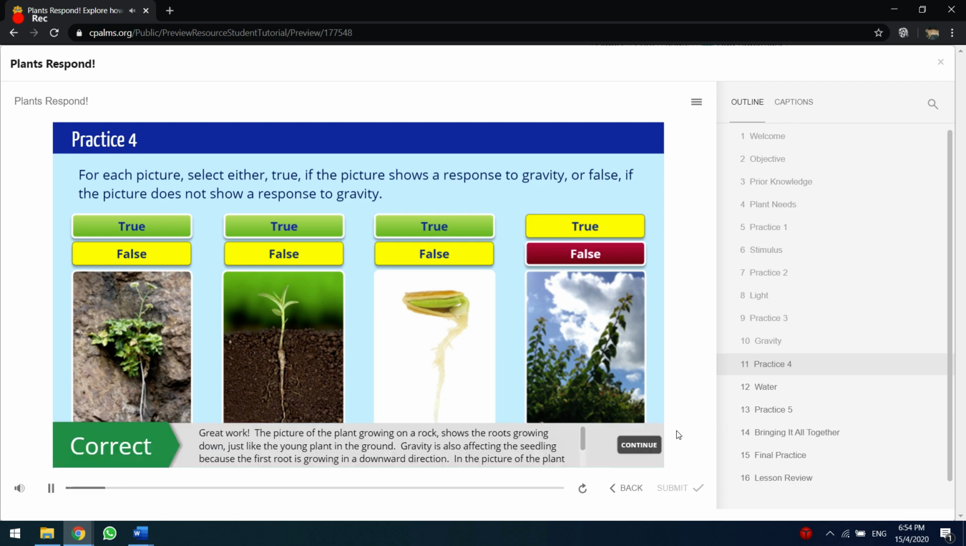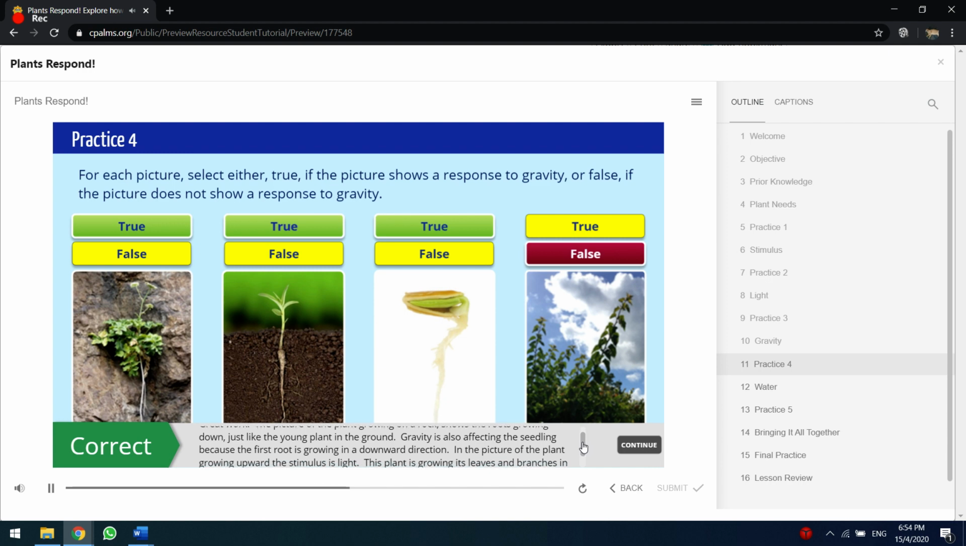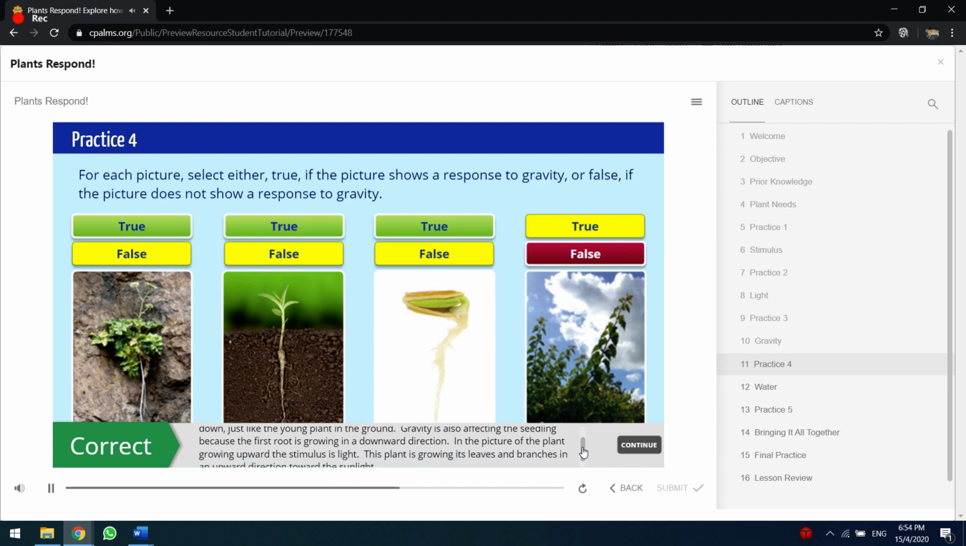Great work! The picture of the plant growing on a rock shows the roots growing down, just like the young plant in the ground. Gravity is also affecting the seedling because the first root is growing in a downward direction. In the picture of the plant growing upward, the stimulus is light. This plant is growing its leaves and branches in an upward direction toward the sunlight.